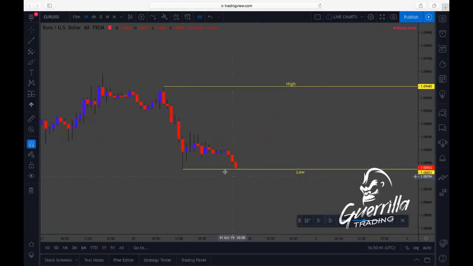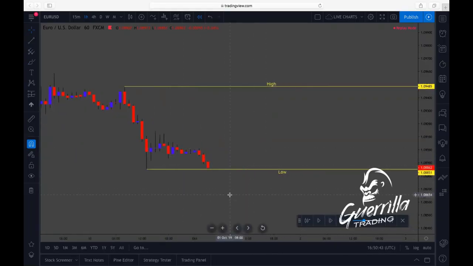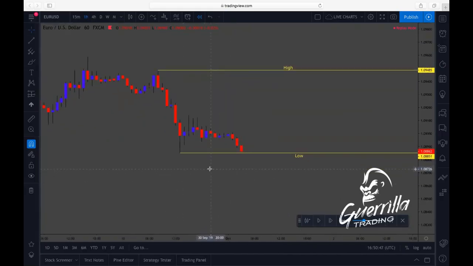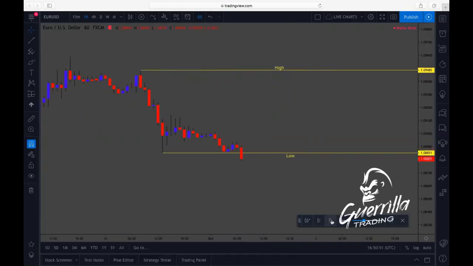Okay, so now we're getting close to this low here. Are we going to break this low impulsively, or are we going to break it correctively? Okay, so let's have a look. Okay, so now we've broken this low.